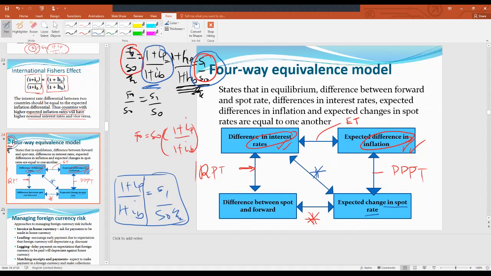Let's call this the four-way equivalence theory. You should be able to explain it, because the examiner is going to ask you to explain the four-way equivalence theory. It's trying to bring all those theories into one theory.